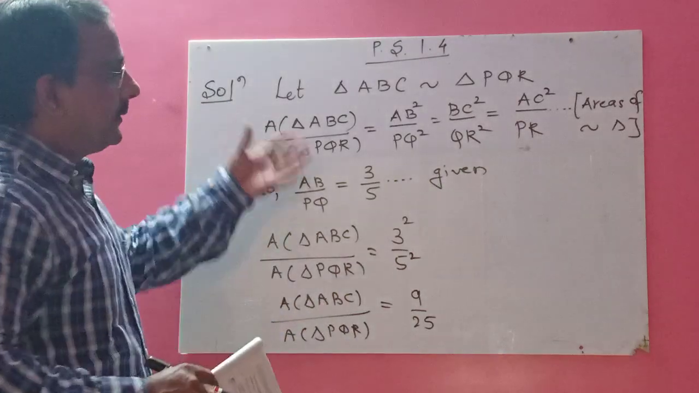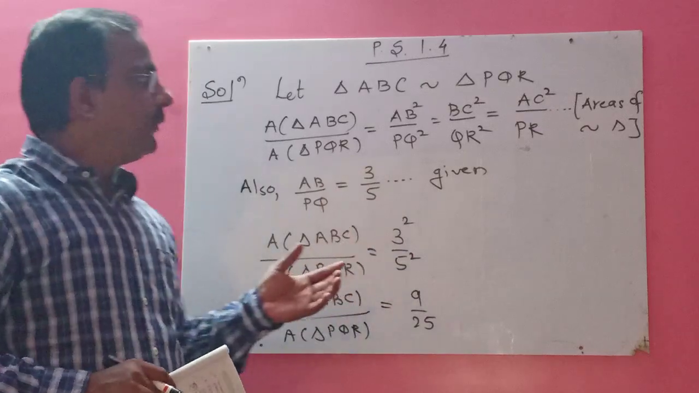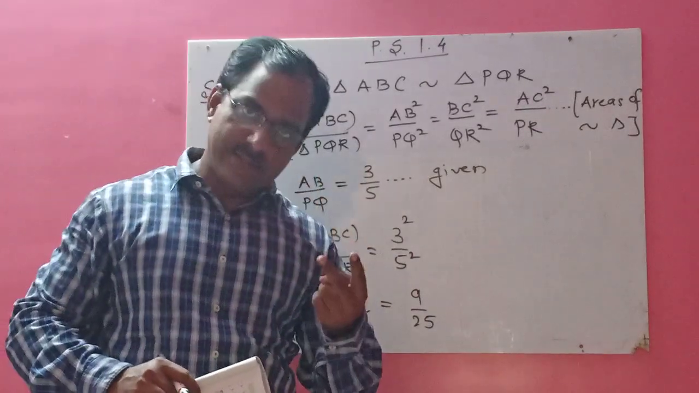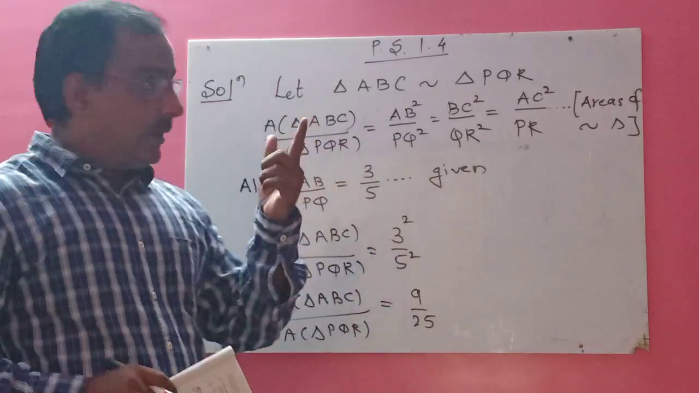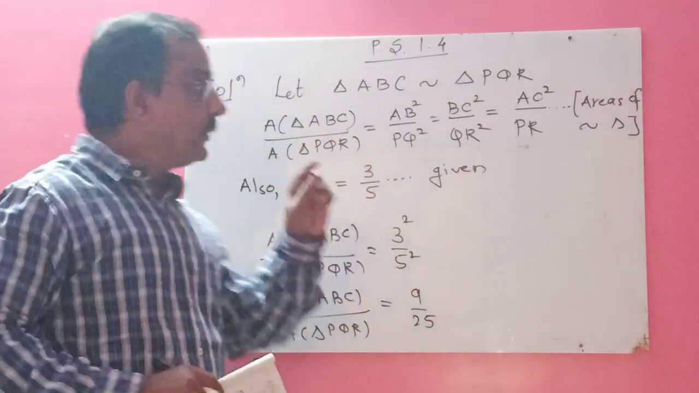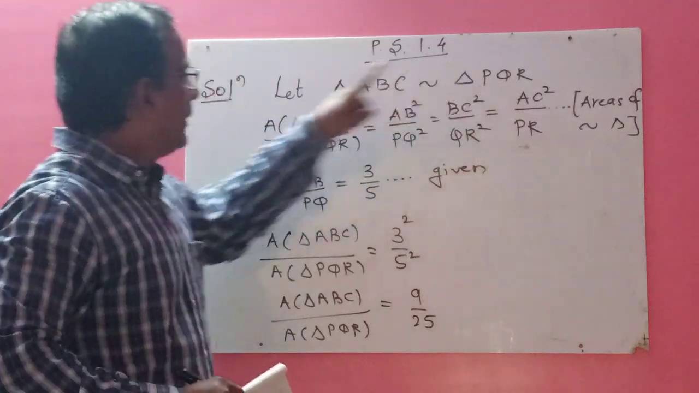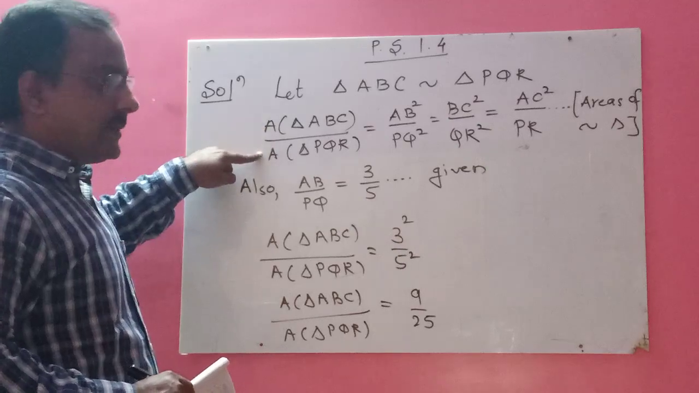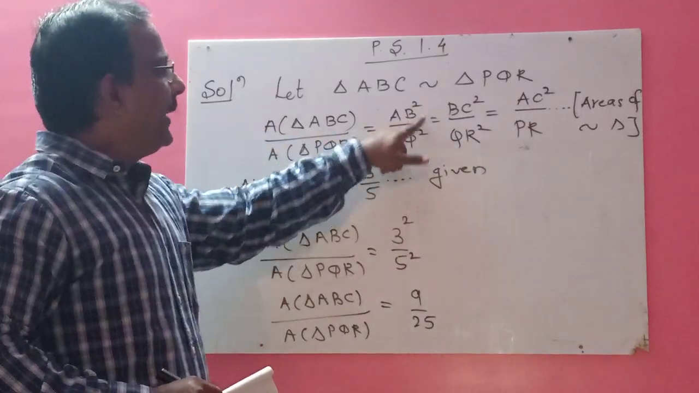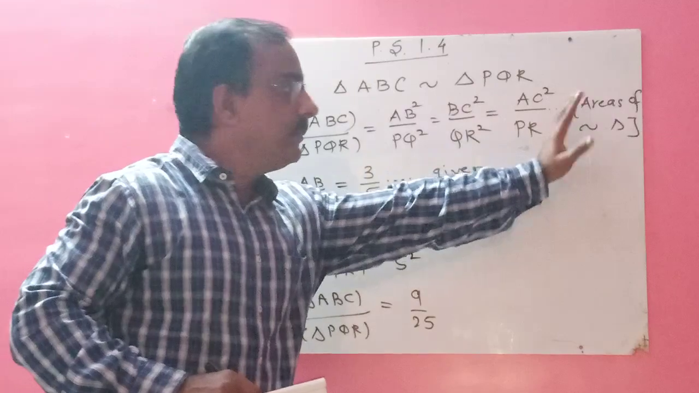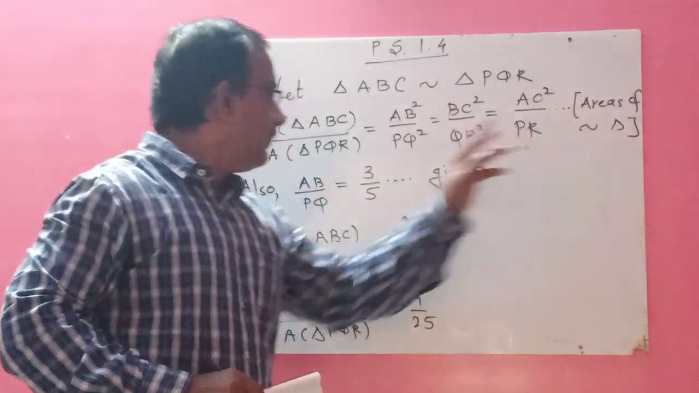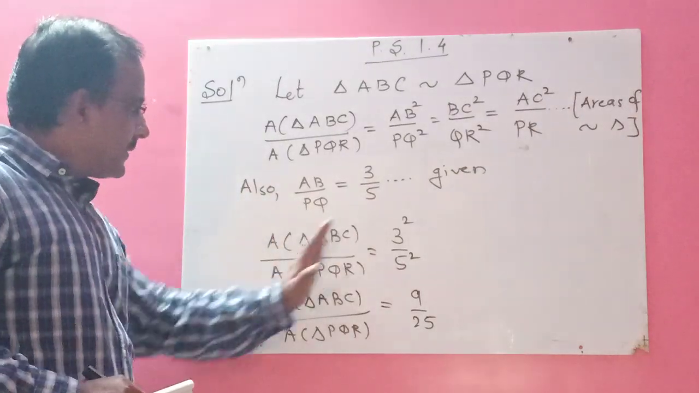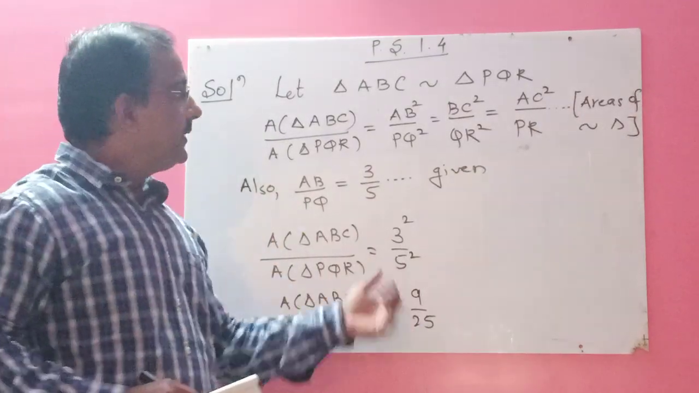Simple, right? I told you that exercise 1.4 depends upon that theorem, that what will happen when two triangles are similar, in their ratio of area. So here these two triangles are similar. We know that the ratio of their areas is equal to the ratio of squares of corresponding sides. Using that theorem, areas of similar triangles, AB upon PQ is already given. Substitute, you will get your answer. Okay, this is question number 1.